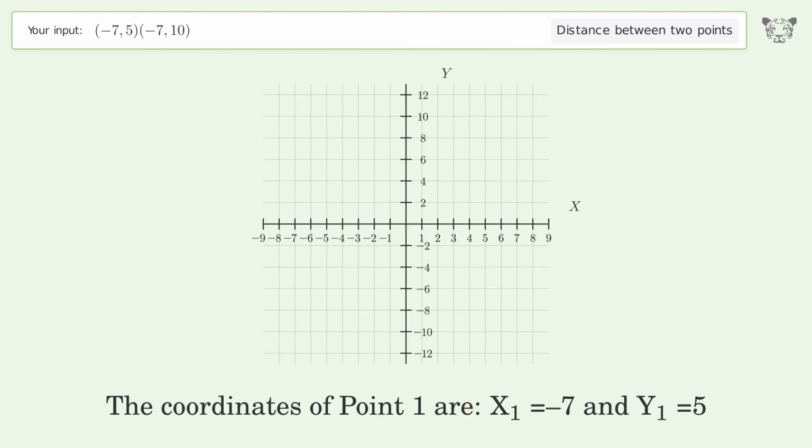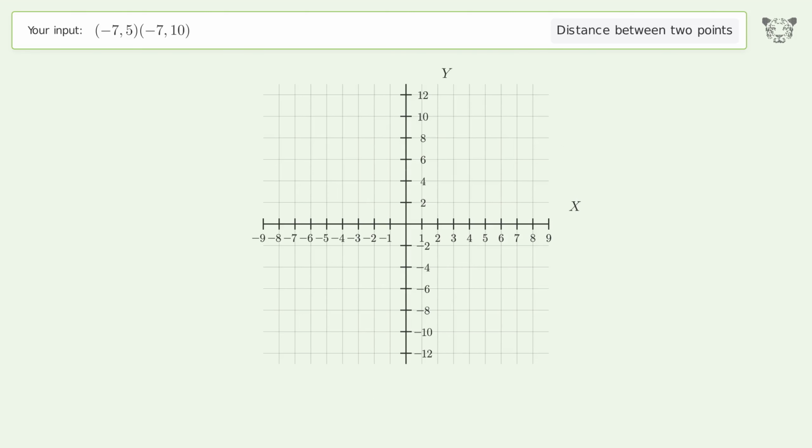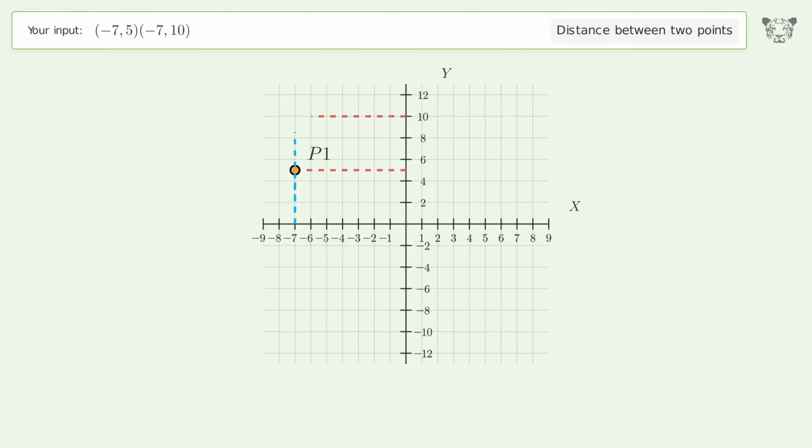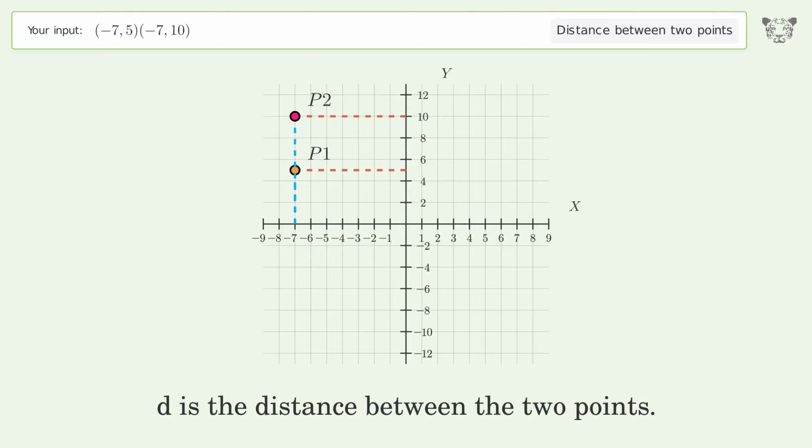The coordinates of point 1 are x1 equals -7 and y1 equals 5. The coordinates of point 2 are x2 equals -7 and y2 equals 10. D is the distance between the 2 points.